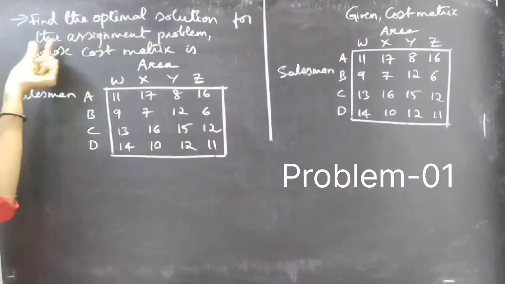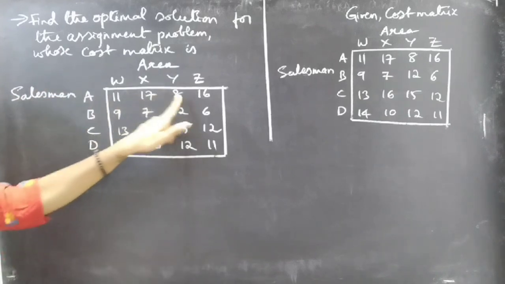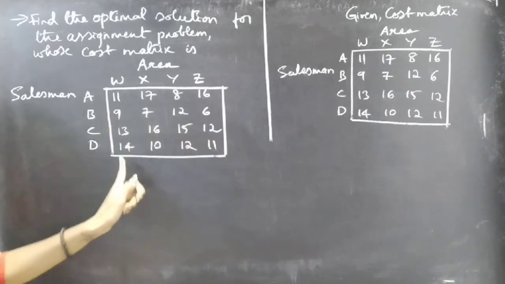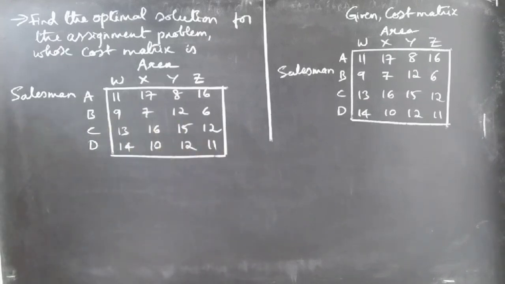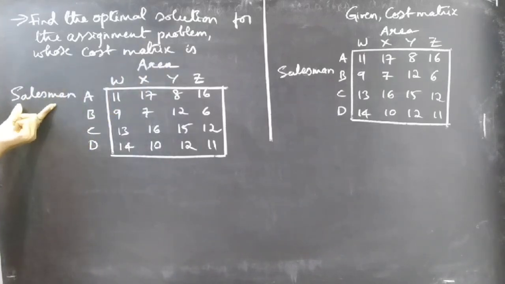Find the optimal solution for the assignment problem whose cost matrix is given: 11, 17, 8, 16, 9, 7, 12, 8, 6, 13, 16, 15, 12, 14, 10, 12, 11. So we are given salesmen and areas. We have to find the optimal solution so as to minimize the cost. We'll find which area has to be assigned to which salesman. Now let's begin the problem.